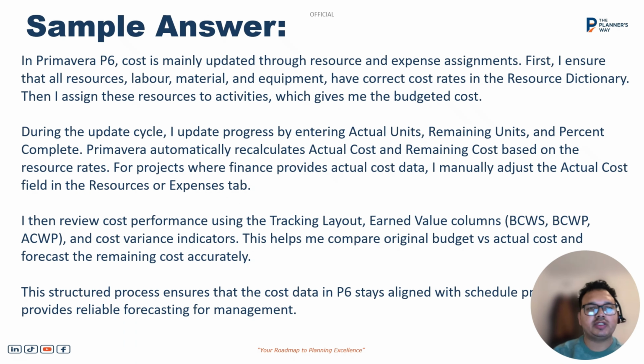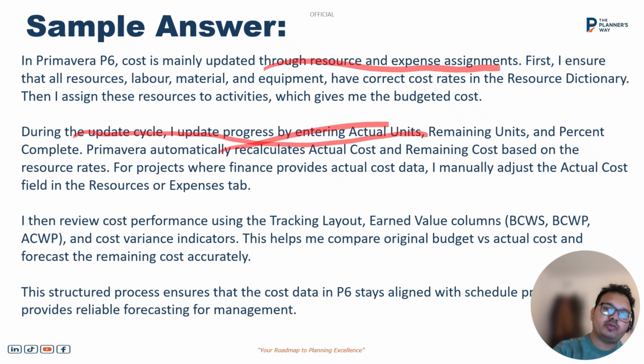So I have given one sample answer. In the sample answer, the cost is mainly updated through resource and expense assignment. I ensure that all the resources, labor, material, and equipment have the correct cost rate in the resource dictionary, and then I assign the resources to the activities, which gives me the budgeted cost. During the update cycle, I collect the progress by entering the actual units, remaining units, or percentage complete, and Primavera automatically calculates the actual cost and remaining cost based on the resource rate.